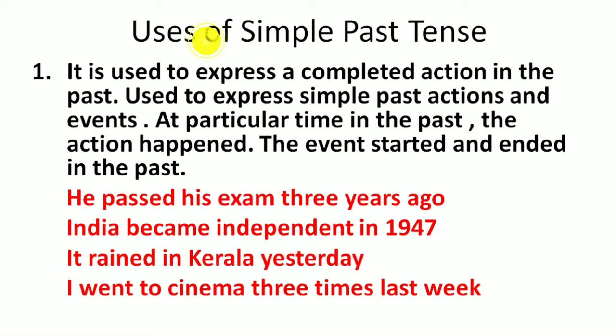Look at the examples. He passed his exam 3 years ago. It is a simple past action, happened in the past and ended in the past. India became independent in 1947. Happened in the past, started in the past, ended in the past. It rained in Kerala yesterday. I went to cinema 3 times last week. These are simple past actions that are used in simple past tense.